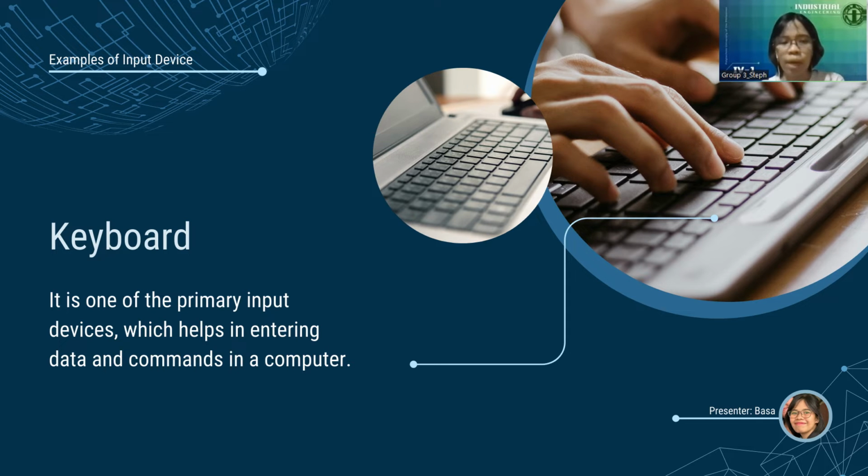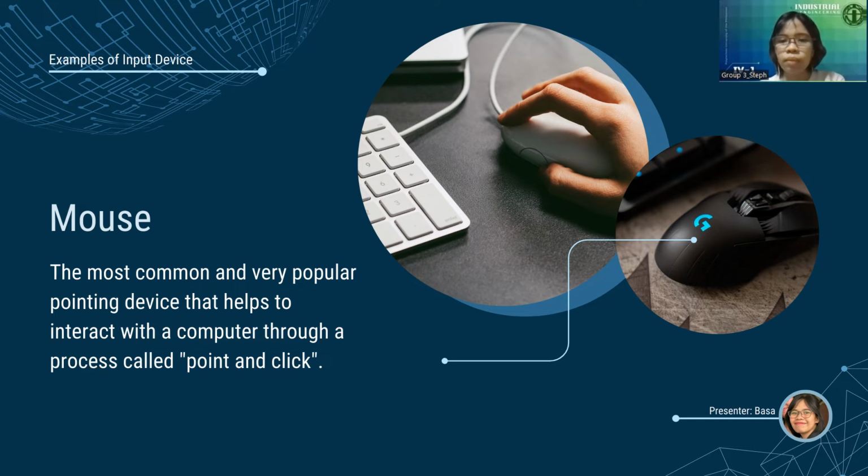Next, we have the mouse. The most common and very popular pointing device that helps to interact with the computer through a process called point and click. The mouse is used to move the cursor on the computer screen and click the corresponding object using its buttons. Usually there are left, right, and middle roller buttons.